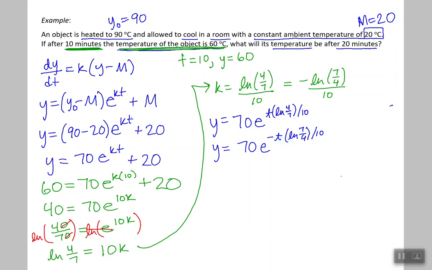Let's use this equation to answer the question, what will the temperature be after 20 minutes? So when t equals 20, we will figure out what y equals. Let's plug in 20 for t. y equals 70e to the -20 times natural log of 7/4 divided by 10. And at this point, we go to our calculator.